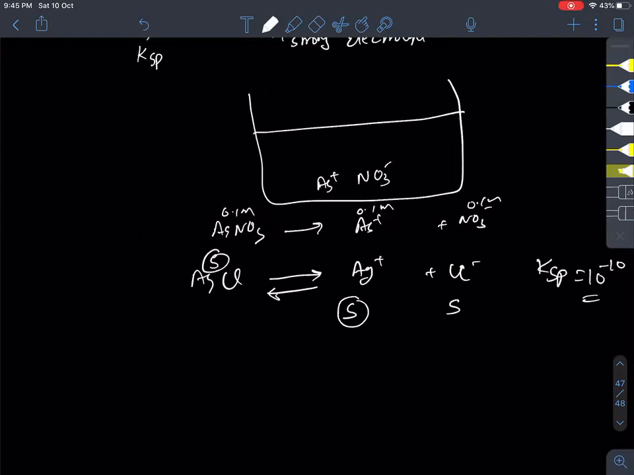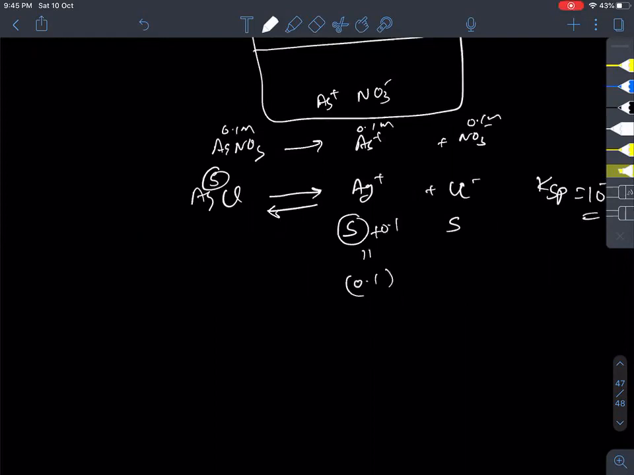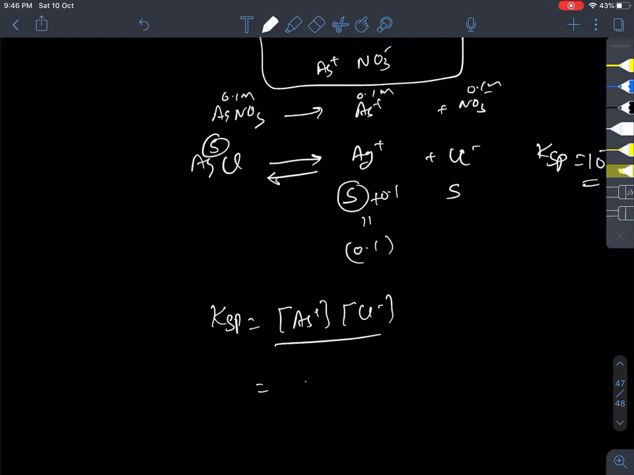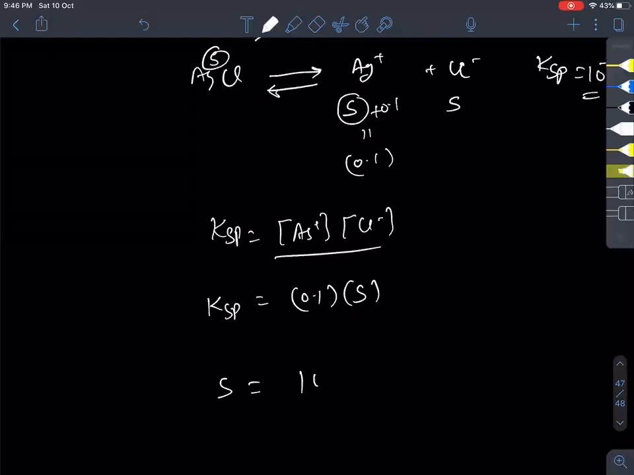So common ion means if you are having Ag plus also, so this will be basically S plus 0.1, which will be essentially 0.1. So that's the trick you are supposed to apply. So Ksp will be equal to Ag plus into Cl minus ion, but the value of Ag plus will be 0.1 and that of Cl minus will be S. So here what we got, S this time we are getting 10 times smaller. So this is how the solubility is affected in the presence of common ion.